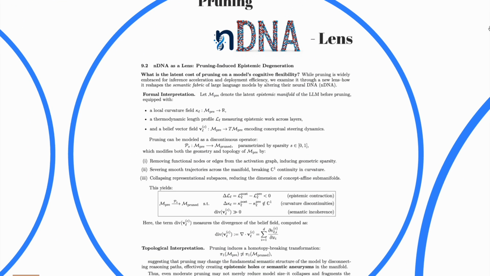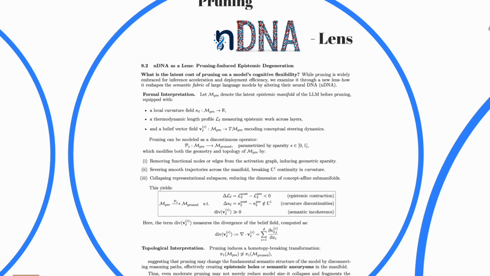Now let us look at pruning through the nDNA lens. What it really does to a model's mind. We ask, what is the latent cost of pruning on cognitive flexibility? Instead of only counting FLOPs, we look at the model's epistemic manifold, its internal reasoning space, using 3 layer-wise readouts: curvature, length, and the belief vector field.